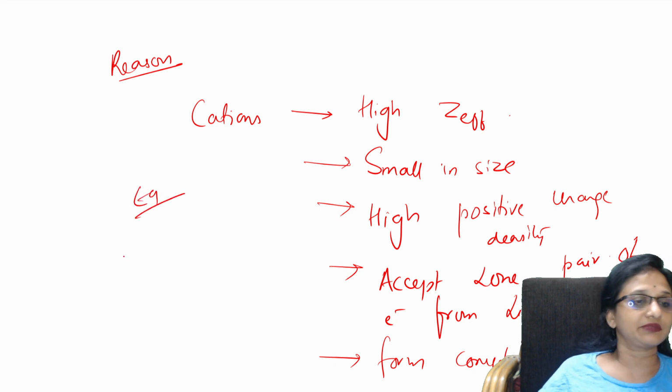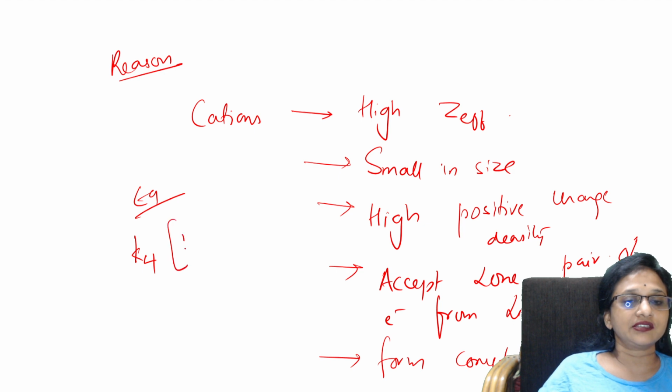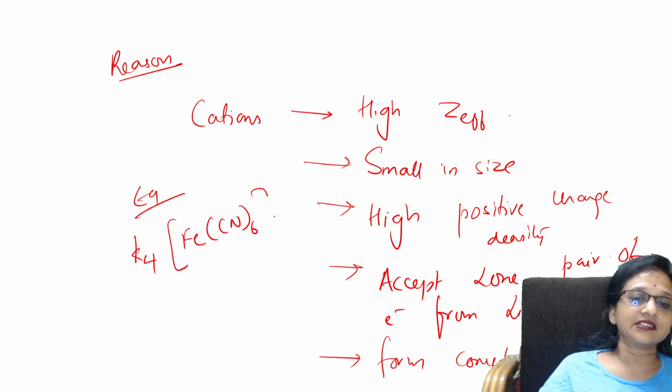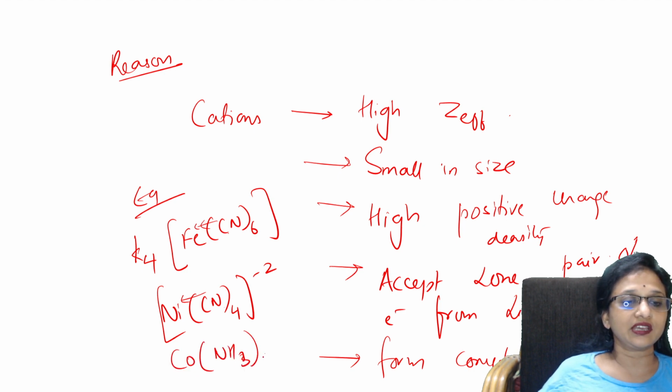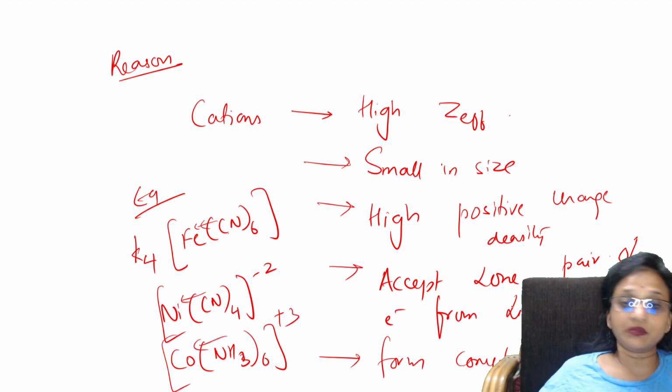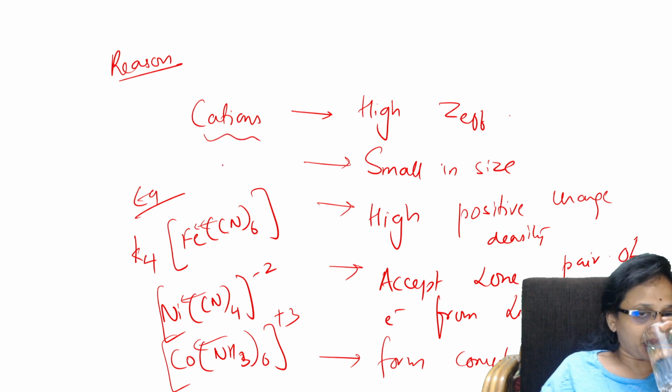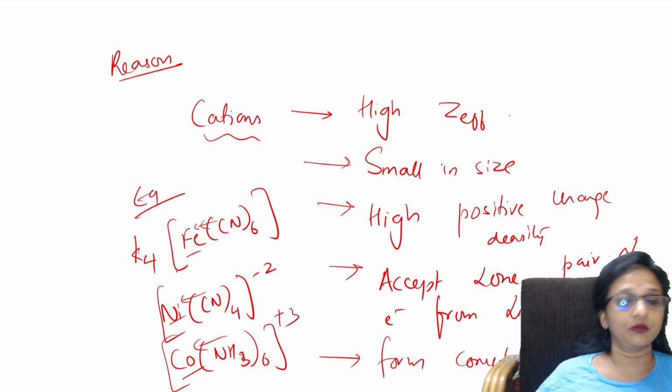Let us take certain examples. K4[Fe(CN)6]. See this. This is the ligand in this case. This will donate electrons to this. [Ni(CN)4] taken -2. This is a ligand. This is going to donate electrons. [Co(NH3)6]. See this, how many ligands are there? +3. This is donating, this is taking. That's why, because of the small cation size, they're going to form complexes. Done, students? Easy. Next.